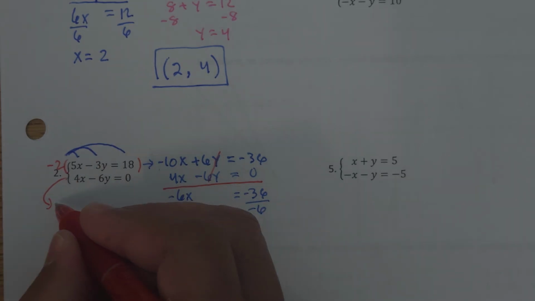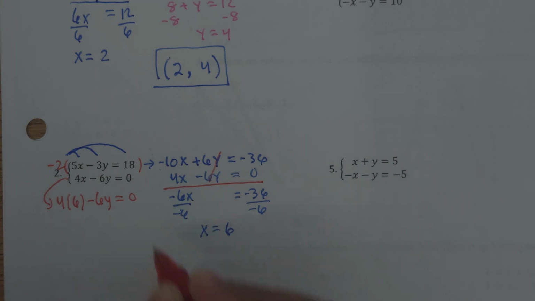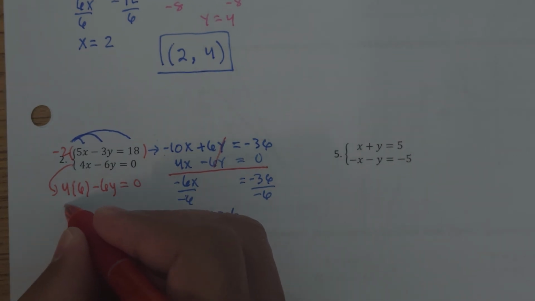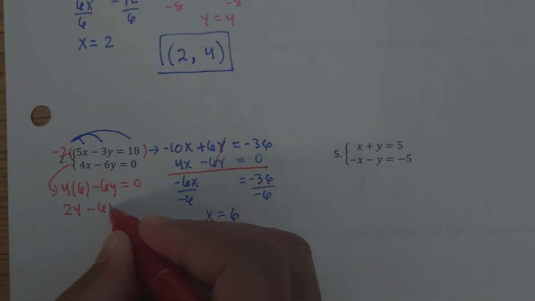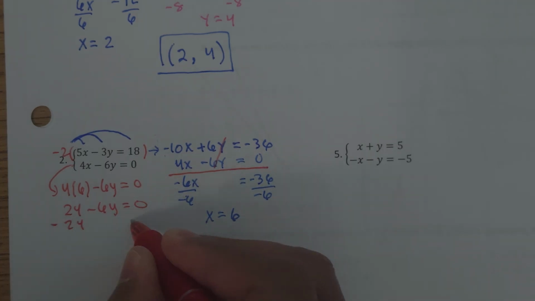Either one will work. So 4 times 6 minus 6y is equal to 0. 4 times 6 is 24. So 24 minus 6y equals 0. Then I'm going to subtract the 24 from both sides of the equation. So then we have that negative 6y is equal to 0 minus 24, which is negative 24.